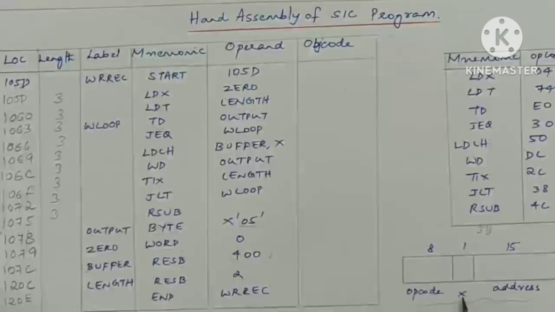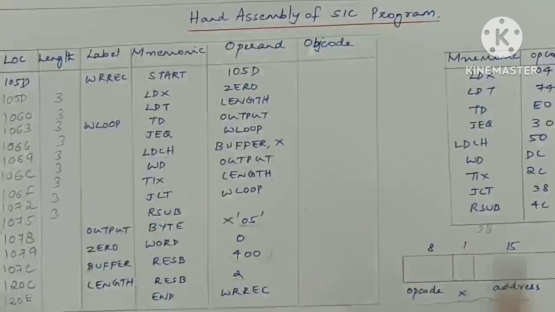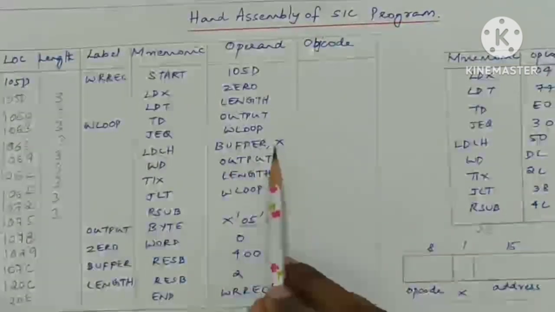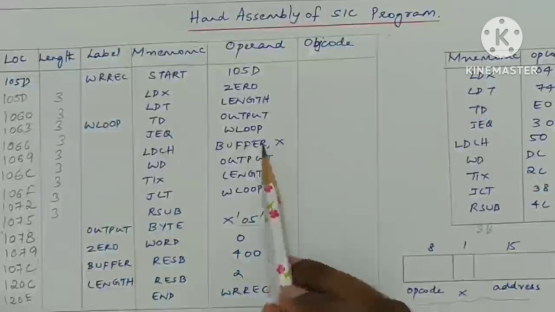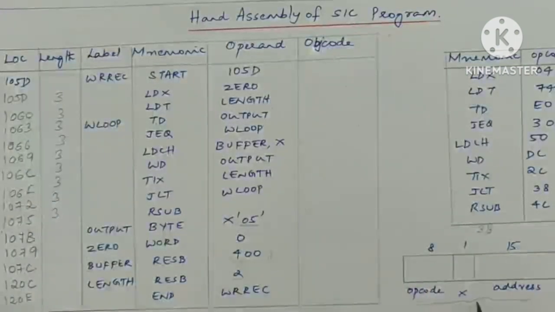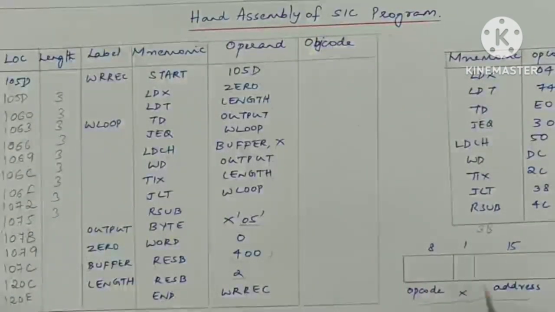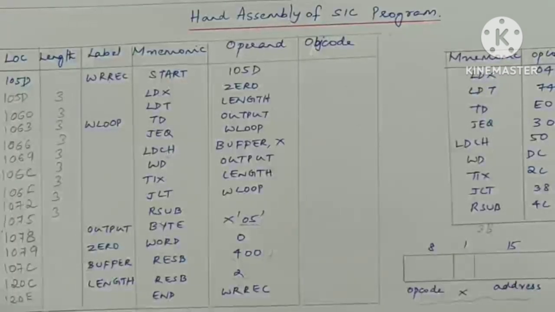Then the next 1 bit determines the addressing mode. SIC supports 2 types of addressing mode, direct addressing mode and indexed addressing mode. Only if you have an indexed addressing mode in an instruction, say in this example, where the index register appears in the instruction, does it take indexed addressing mode. All other instructions come under direct addressing mode. So only for indexed addressing mode will this bit be set to 1. And in the remaining 15 bits, you will have the address stored.